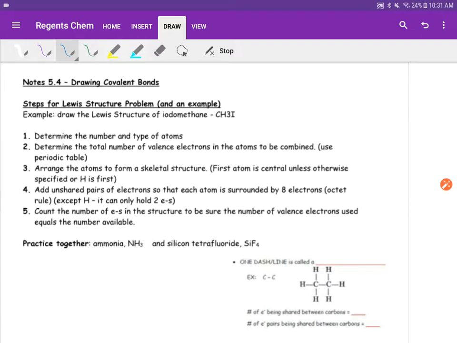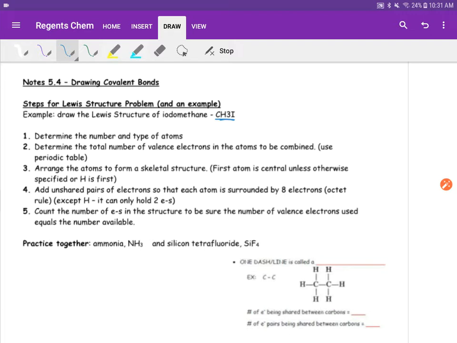So let's jump in. Our first structure we're going to draw is iodomethane. Now, you don't have to worry about naming. Naming comes in our next unit, Unit 6. That's when we'll get into naming compounds. So right now I will give names, but I'll also give you the formulas, and the formulas are what you need to be concerned with.